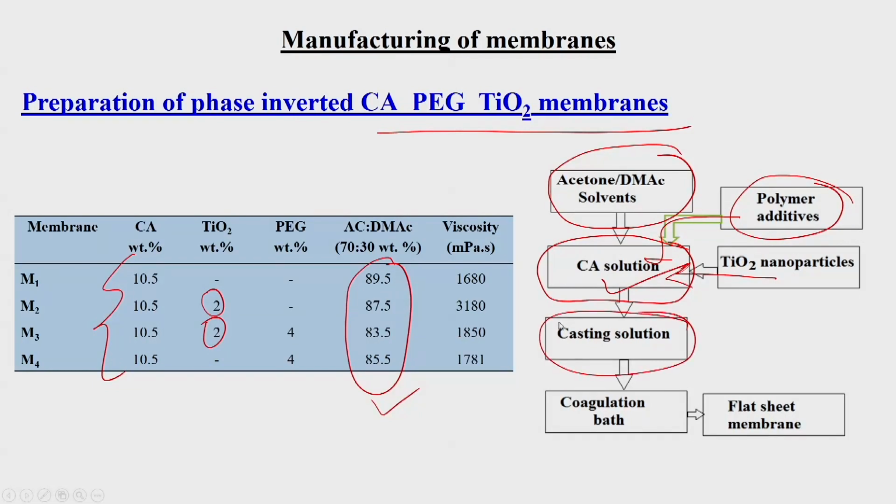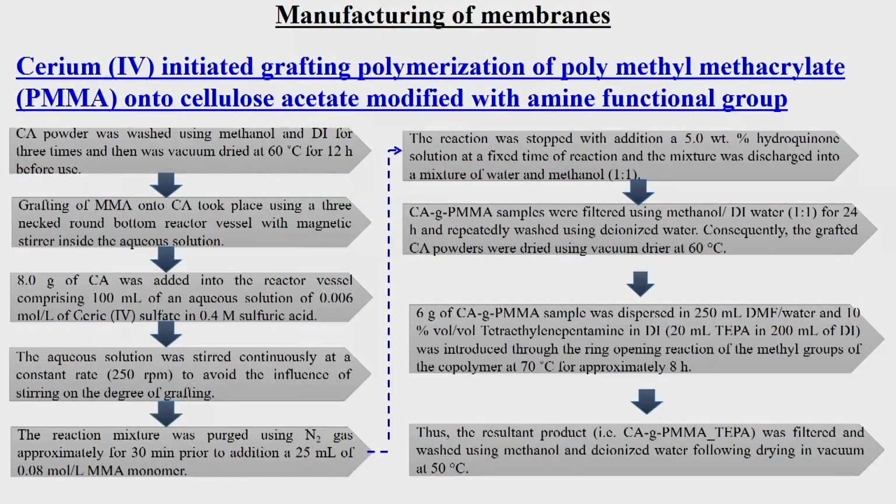and then TiO2 nanoparticles are also added and mixed properly. Then we get the casting solution. Once it is prepared, we put it on the glass plate and, using a casting knife or film applicator, we get the film. Then it is placed in the coagulation bath, and finally we get a flat sheet membrane. Depending on the requirement, we can make it either circular or rectangular membrane sheet.